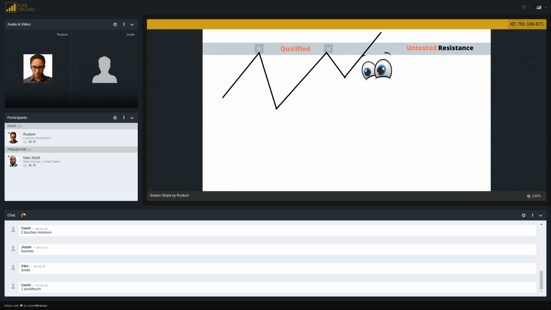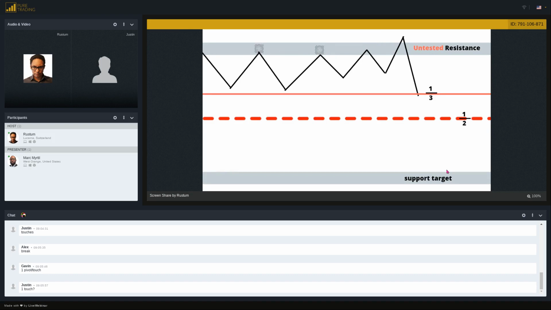Okay, what makes it an untested resistance means that profits haven't been taken. So if your idea was to go short, so we've come into the resistance, we see we have our two touches there, so it makes it qualified. But this one has been tested already because it's come up to the level and it's created whatever we are looking for, and it's come down and it's taken already 1/3 down toward the target here. This is halfway through, and then this is all the way through to the target.